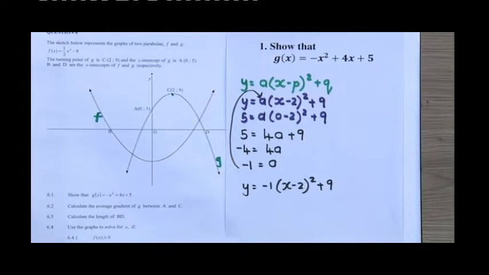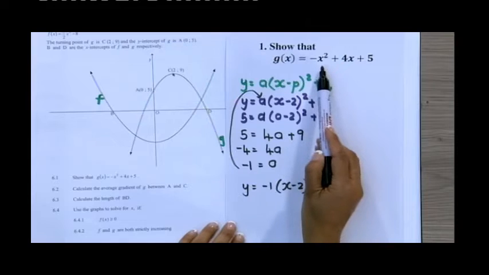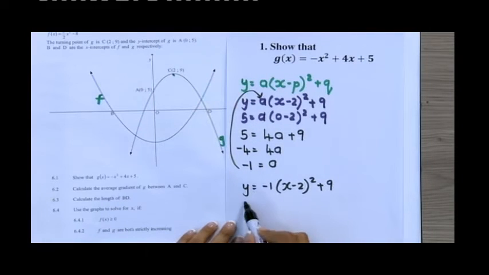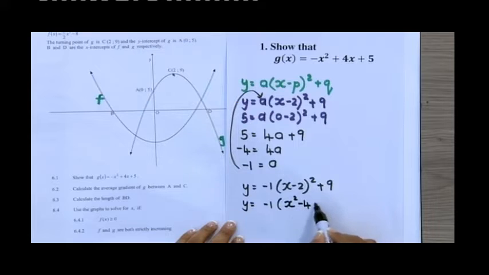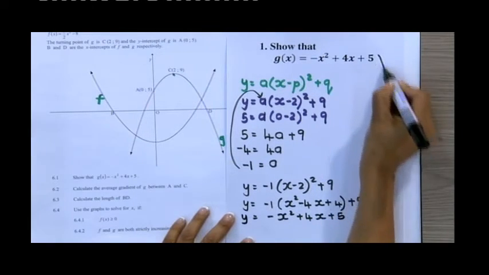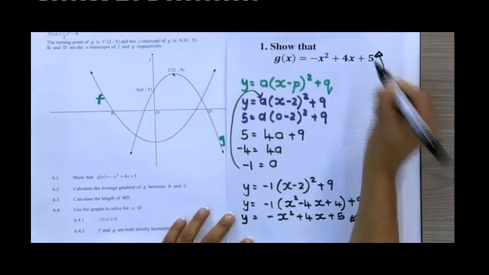I know I'm going a little bit fast, but I want to get through the parabola, and you can always go and work through this again. Remember that we're trying to get to minus x squared plus 4x plus 5. I'm going to multiply out this bracket. It's x squared minus 4x. I hope you got this, grade 11. And I'm going to multiply in: minus x squared plus 4x minus 4 plus 9 is plus 5. Oh my goodness, I got that equation.